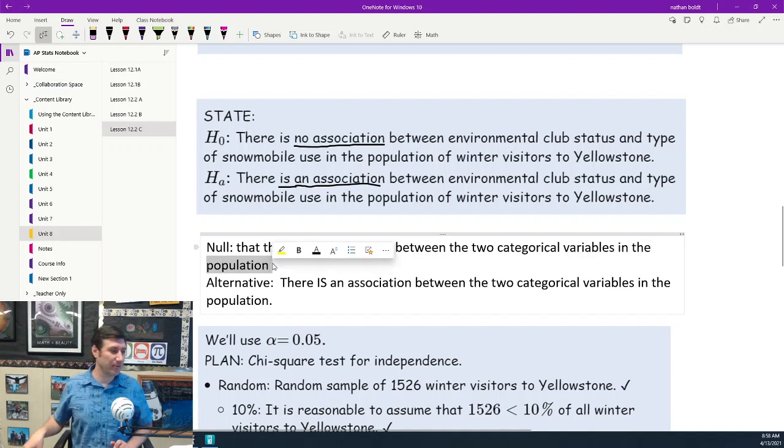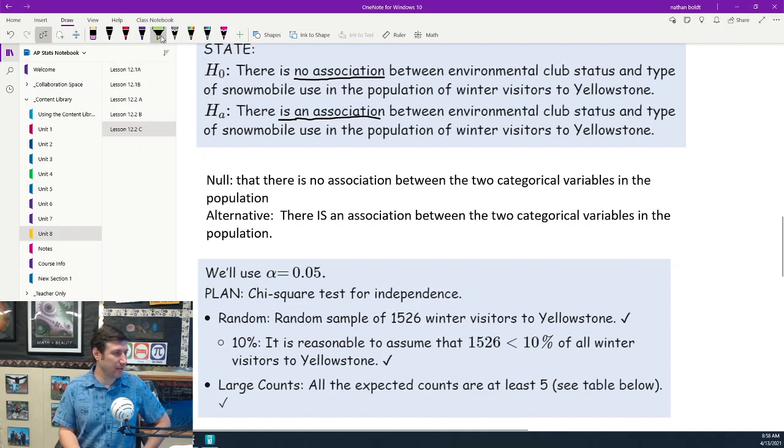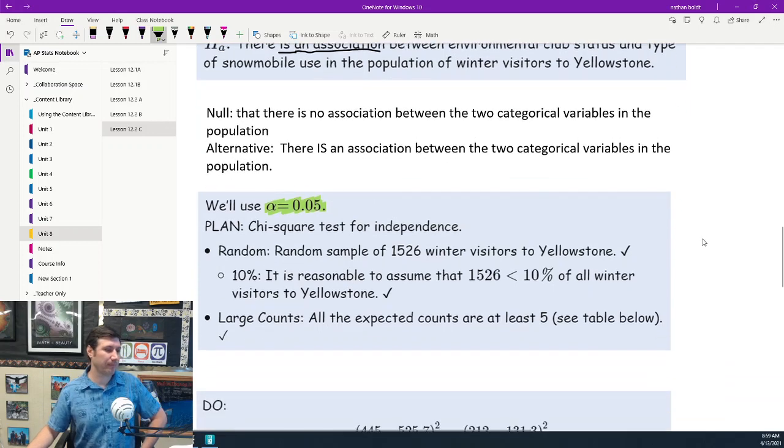Okay, you see how they put in what the population is, winter visitors to Yellowstone? They said that specifically. All right, and like usual, the book didn't give us an alpha, so we are going to just choose 0.05. And because this is one sample with two categorical variables, this is a chi-squared test for independence, not homogeneity, not goodness of fit.